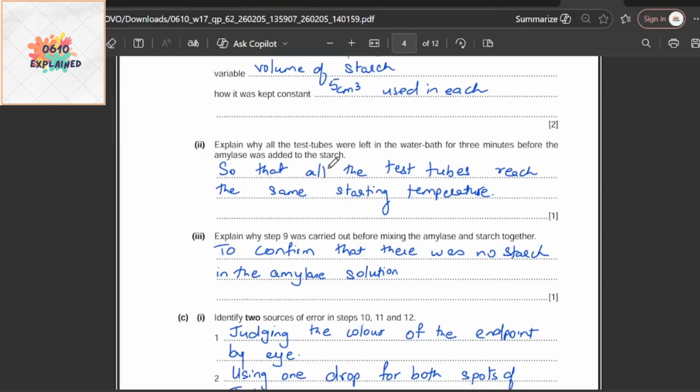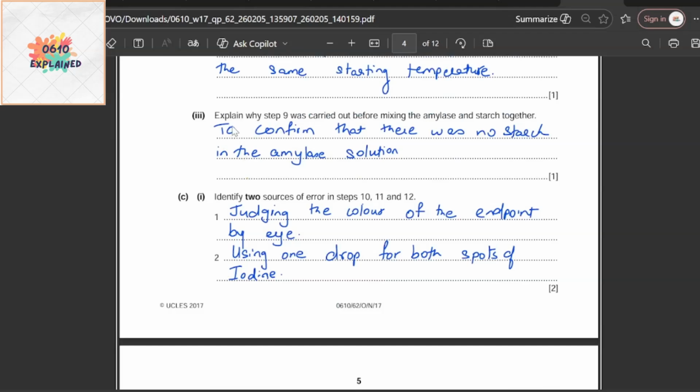Okay, now moving ahead, explain why step 9 was carried out before mixing the amylase and the starch together. Now, step 9 was when they had placed only the amylase over there. So, to confirm that there was no starch in the amylase solution, this is a kind of test to prove that your experiment is valid, and also to check for any type of contamination. If starch was present in the amylase, the color would have been different.